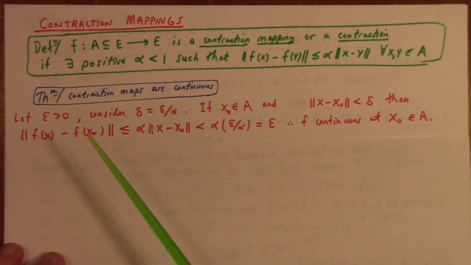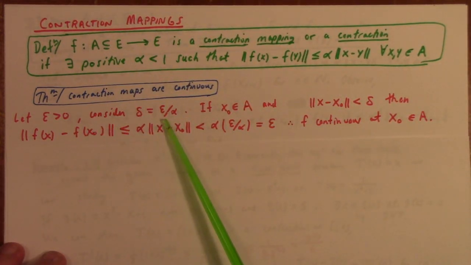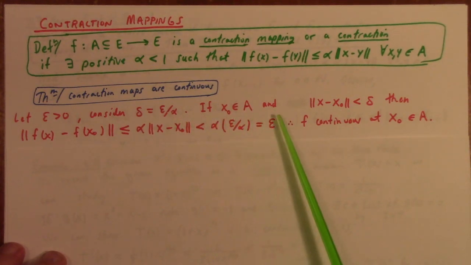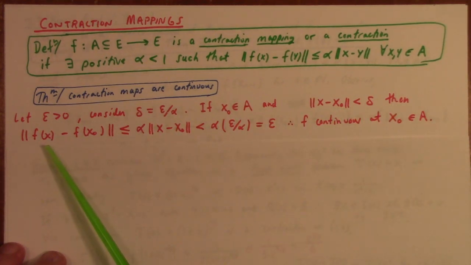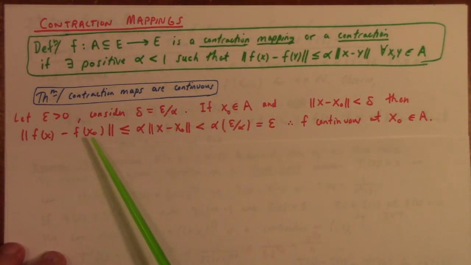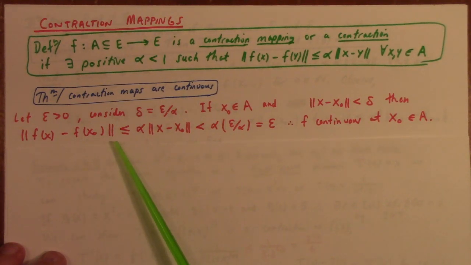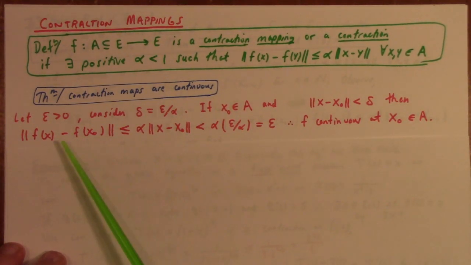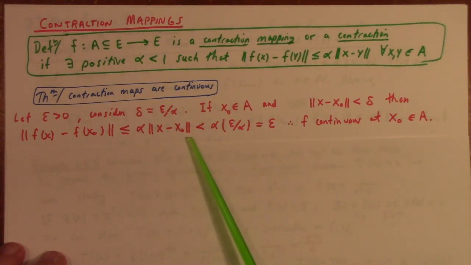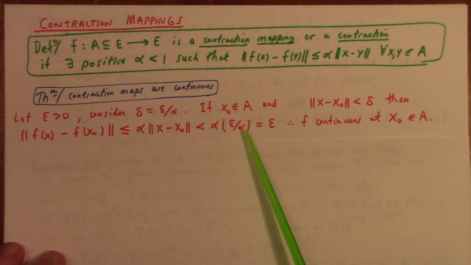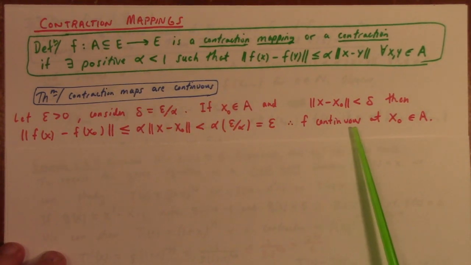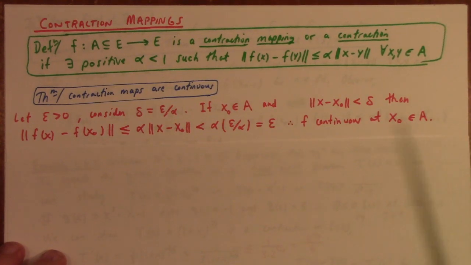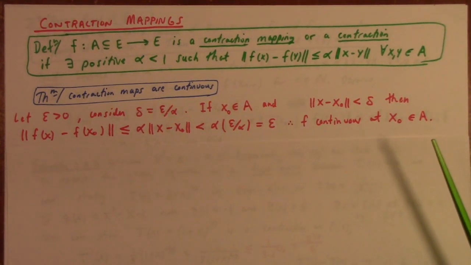Sorry, guys. But anyway, epsilon greater than 0, we let delta equal epsilon over alpha. If x naught is a point in A and we're within distance delta of x naught, then the norm of the difference of f of x and f of x naught is less than or equal to alpha times the norm of that, because f is a contraction, and then that is by our choice of delta less than epsilon over alpha times alpha, which is epsilon. Therefore f is continuous at x naught. x naught being arbitrary, we have shown that the mapping is continuous. Okay, so contractions are continuous.